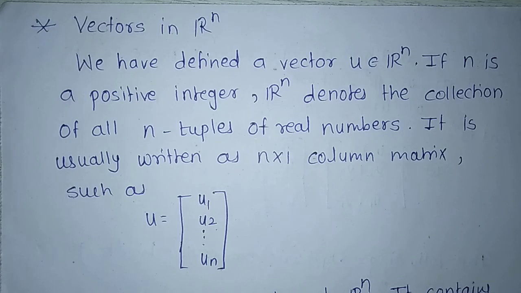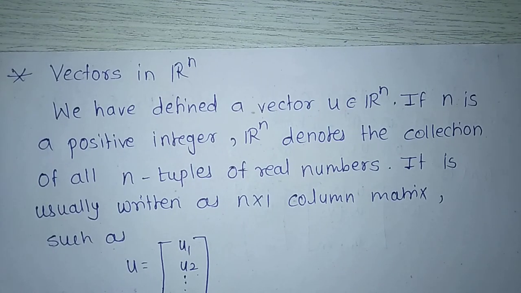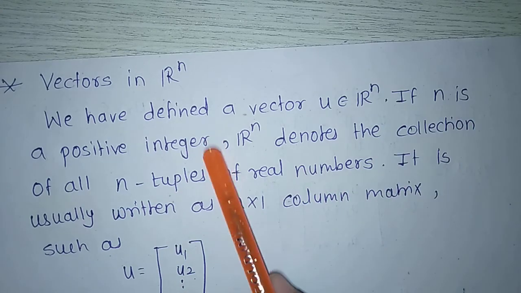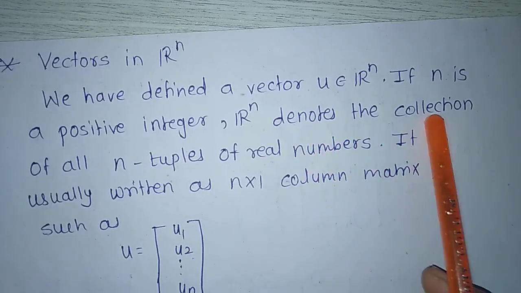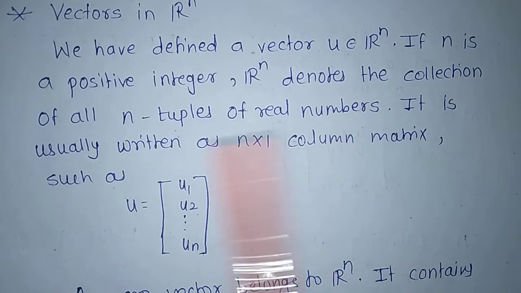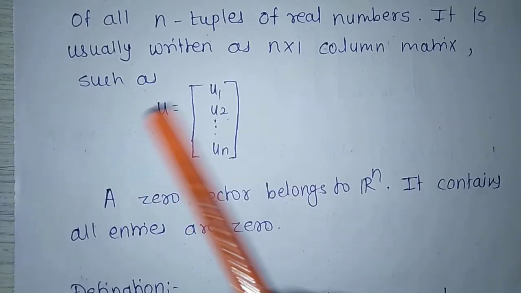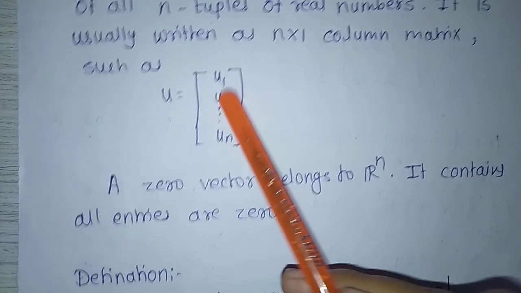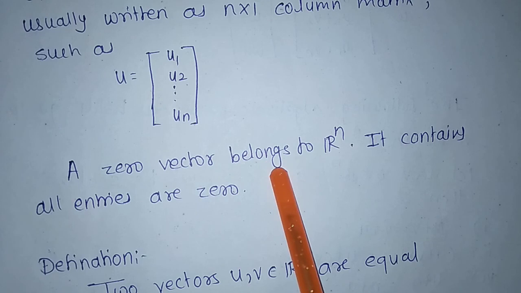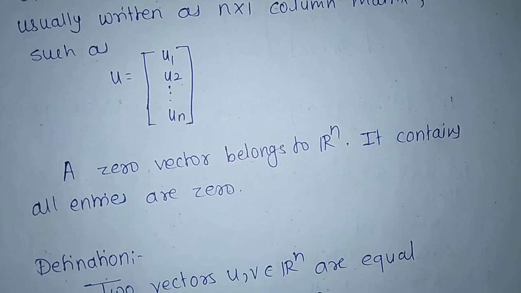Hello students, next point is vectors in Rn. We have defined a vector u belongs to Rn if n is a positive integer. Rn denotes the collection of all n-tuples of real numbers. It is usually written as an n by 1 column matrix such as u equal to the column matrix of u1, u2, and so on un. A zero vector belongs to Rn. It contains all entries 0.